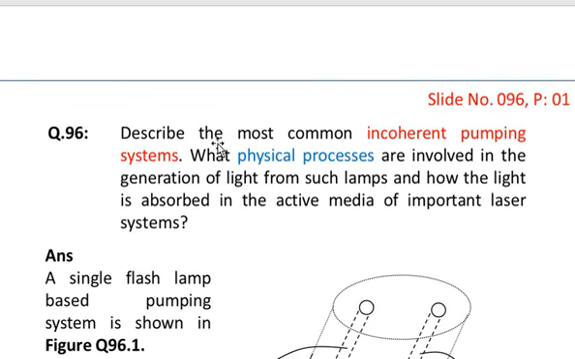Question is, describe the most common incoherent pumping systems. What physical processes are involved in the generation of light from such lamps, and how the light is absorbed in the active media of important laser systems?